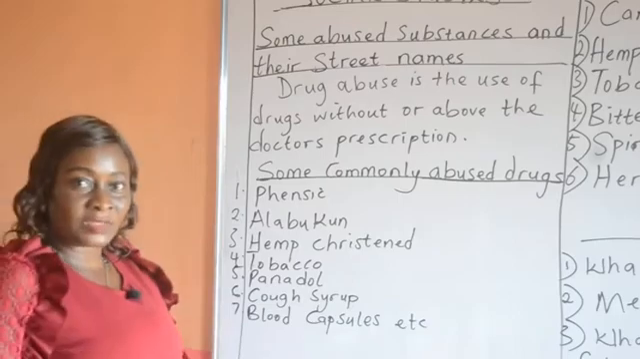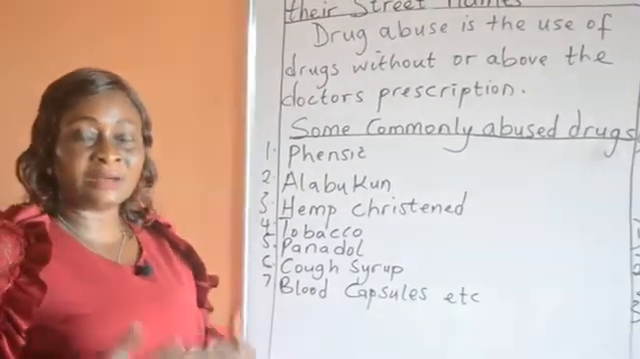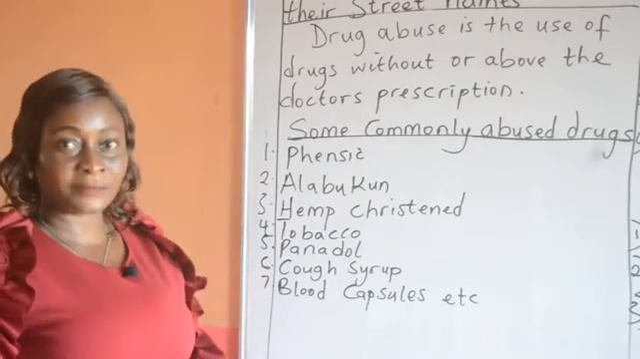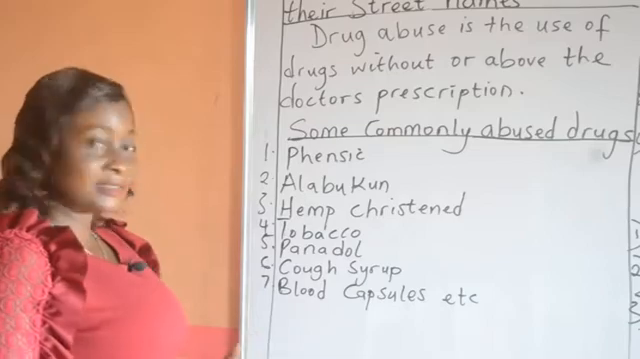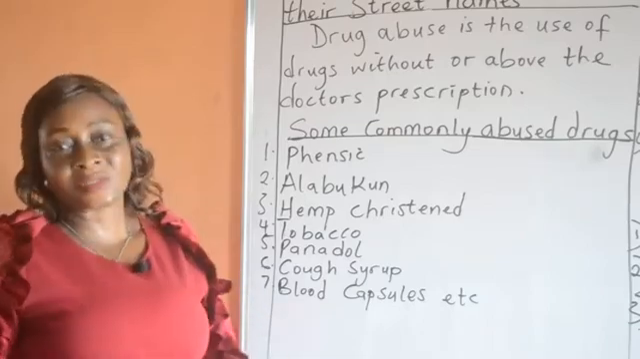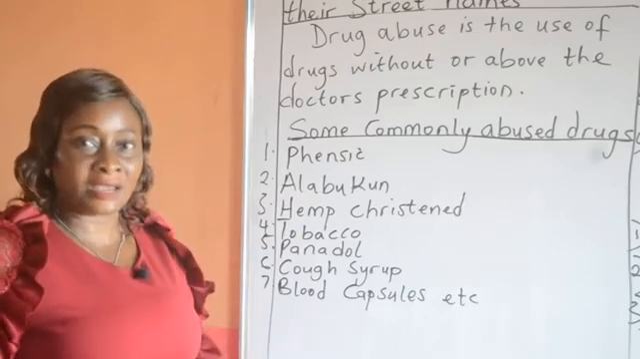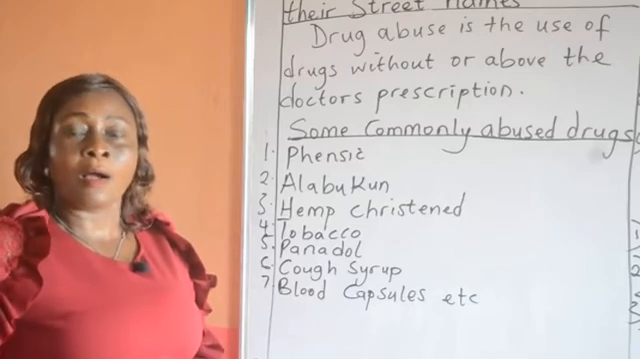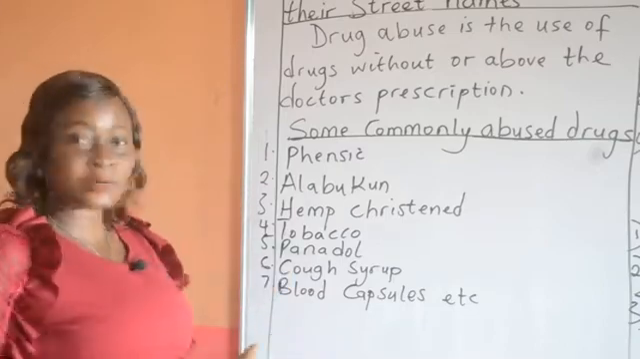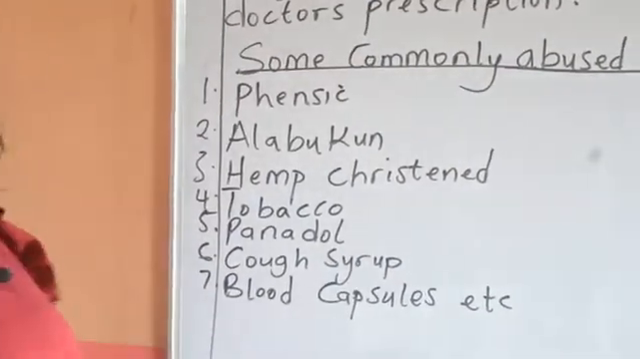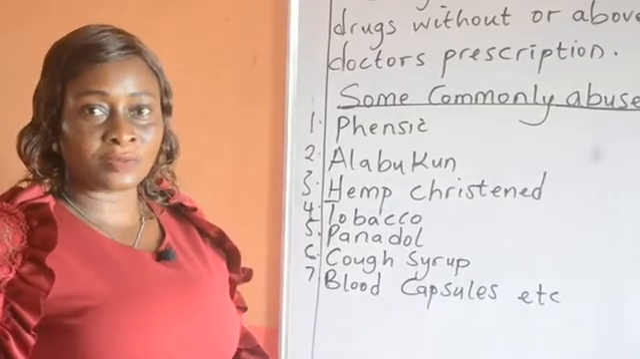There are some drugs that we always easily get in contact with, that we abuse because they are very easy for us to get. Number one, Fensic, Alabukun, hemp crystal, tobacco, Panadol, cough syrup, blood capsules, and so on. These are some drugs that people tend to take without consulting the doctor, or take beyond what the doctor has told them to take. There are so many, but these are the ones you should make do with for now.